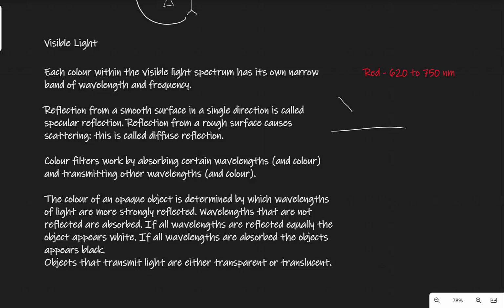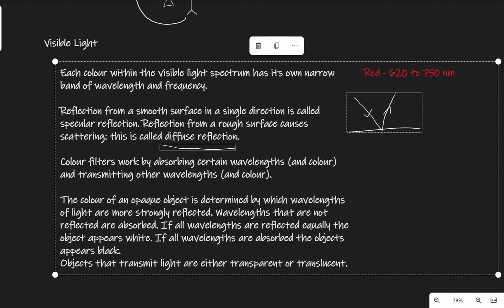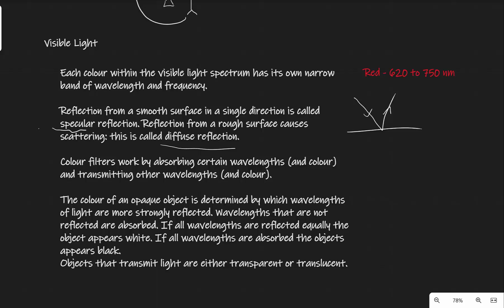Now, reflection from a smooth surface in a single direction is called a specular reflection. So if you have something like a mirror and the light just does that, this is an example of specular reflection. Now, reflection from a rough surface tends to cause scattering, and this is called diffuse reflection. So those are the two terms that we need to remember for the exam.